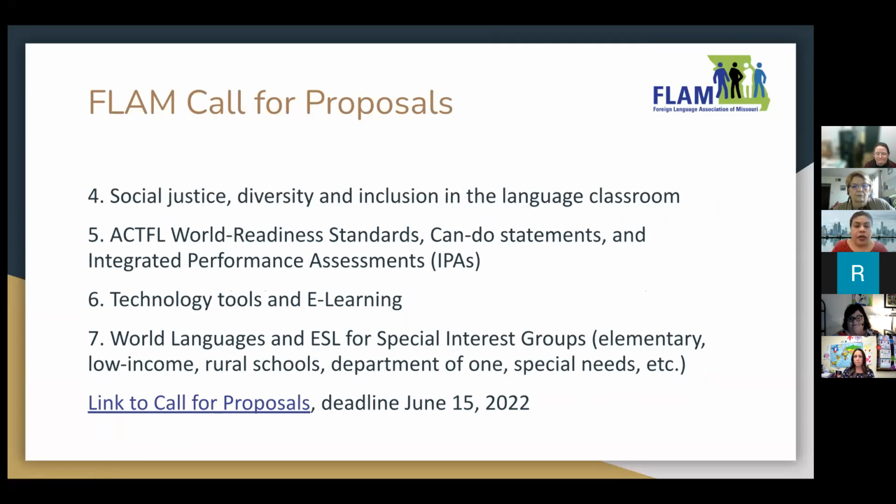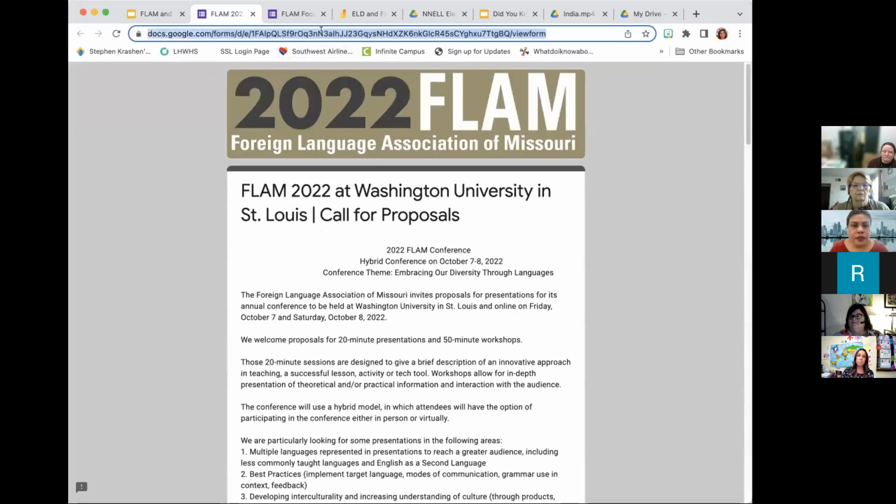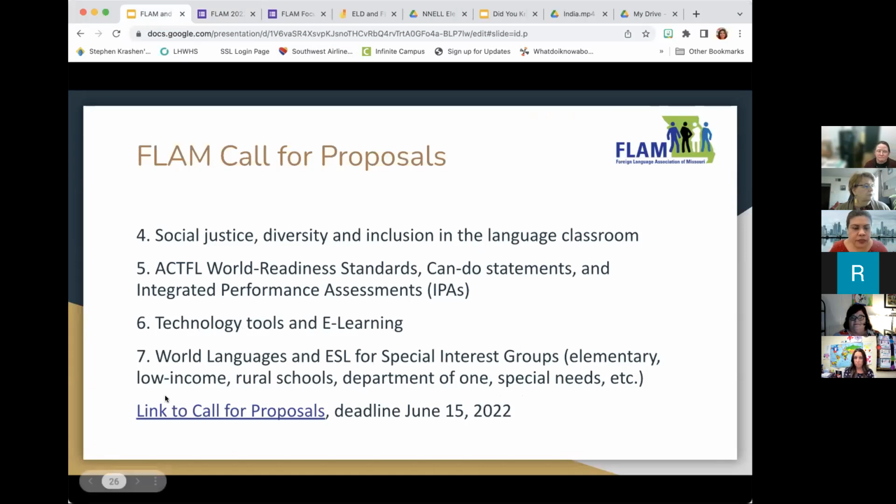I know we're using the actual world languages standards, but any standards that you're using right now, and I know they overlap because we're teaching language. Also technology tools, learning, world languages, and ESL for special interest groups in the elementary, low income, rural schools, Department of One, special needs. And with the situation of Departments of One, sometimes they're just isolated, by themselves, and it would be great if they know that they can have assistance and help from the community of teachers. I put the call for proposals also in the chat if you're interested.